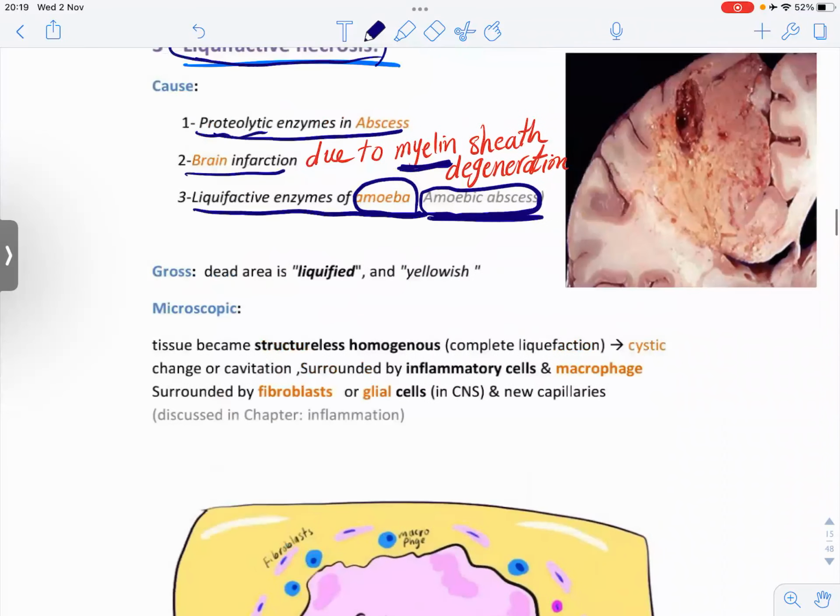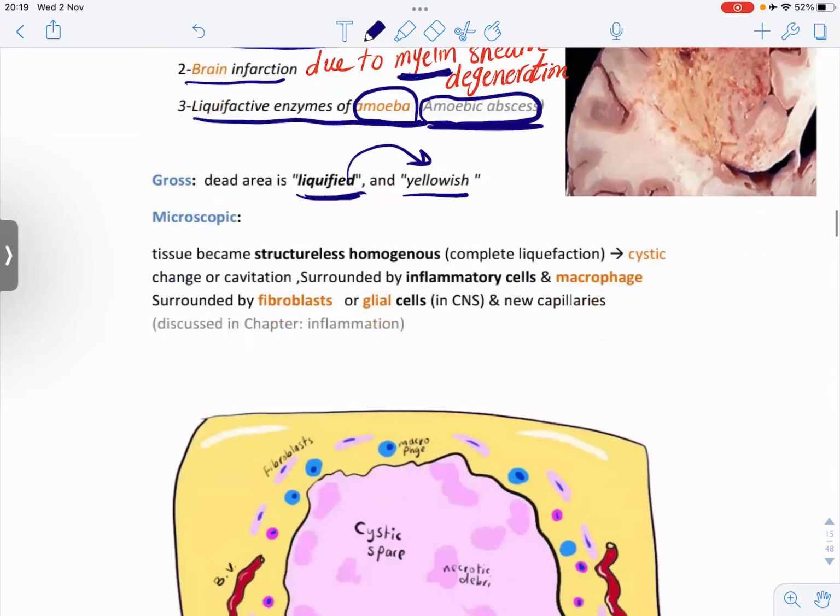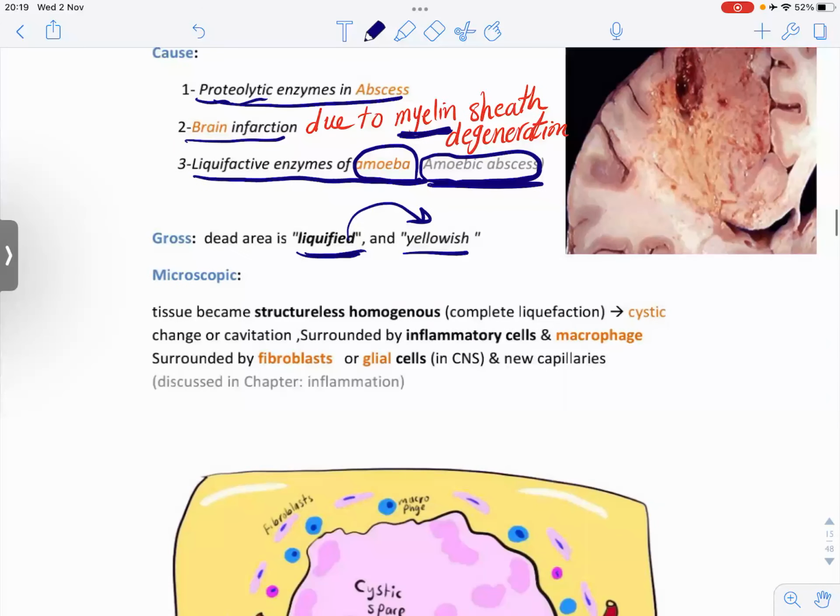So the gross appearance, of course, is a liquefied, yellowish liquid, and because it's pus, it's yellow in color. And of course, it's structureless, homogeneous. Why? Because the tissue converted into another form, converted into pus, liquid. So it's completely structureless, homogeneous. And cystic change. Why? Cystic means fiber. So here there's a fluid surrounded by fiber.